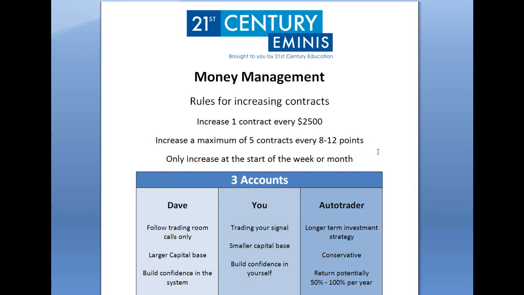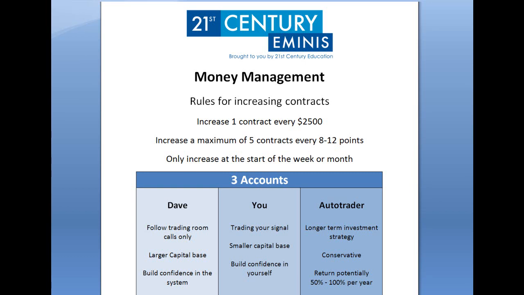You should increase a maximum of 5 contracts every 8 to 12 points. That's only for larger account sizes. And we'll show you what that means when we have a look at the spreadsheet in just a moment. So when we get to these levels, we want to limit the amount of contracts we can go up to 5 contracts every 8 to 12 points.